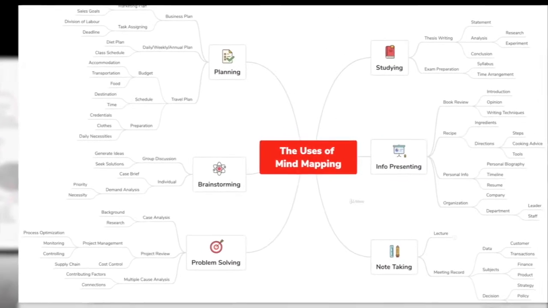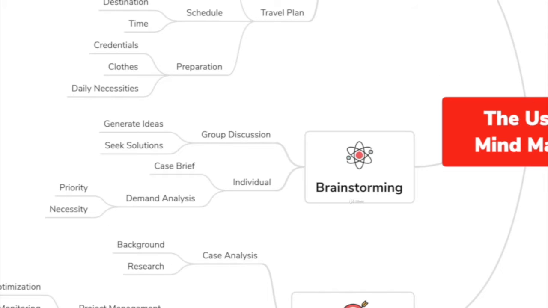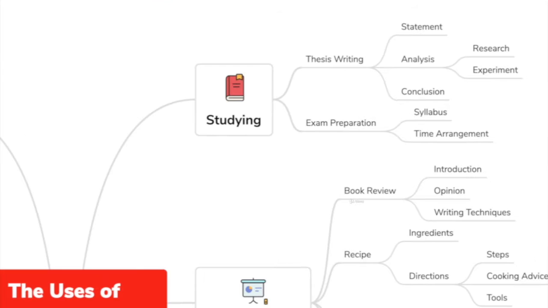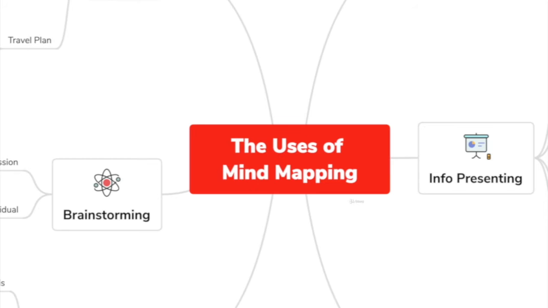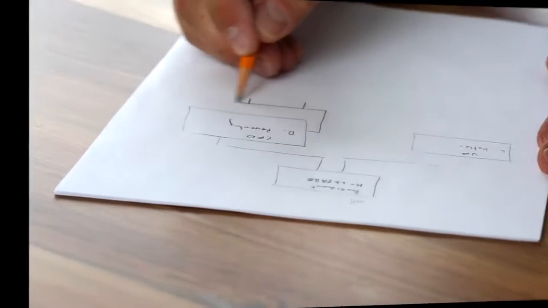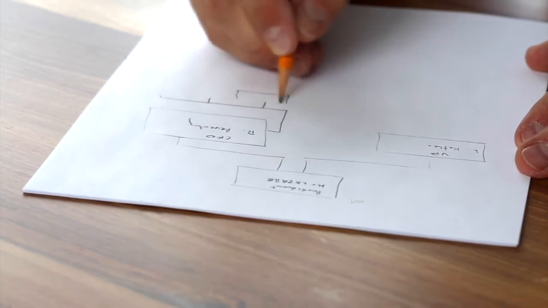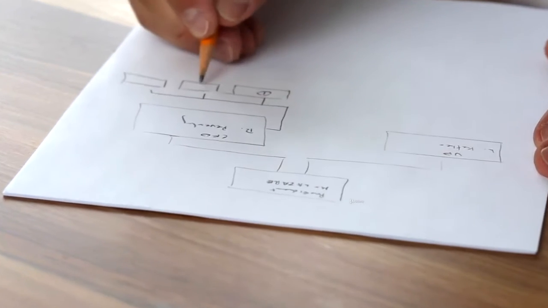Now, that goal might be solving a problem or brainstorming some new ideas, taking meeting notes, documenting a book or a course that you might be studying. You could be performing research, you might be planning a project, or you might simply just be keeping track of your to-do list or the to-do lists of your employees. Basically, if you're doing anything that requires some form of organization, then a mind map can really help.